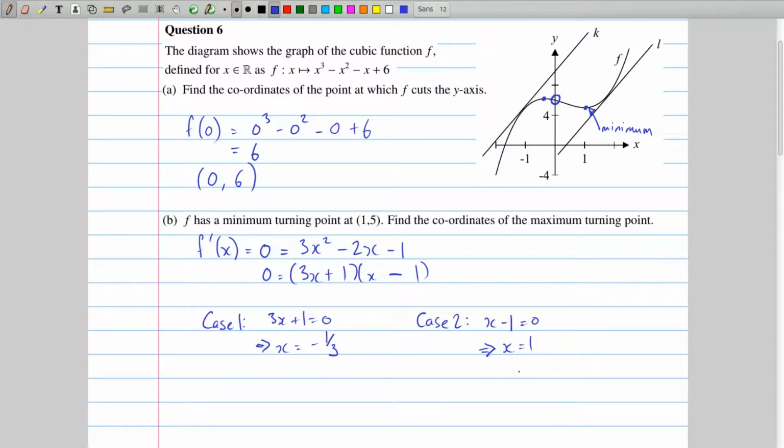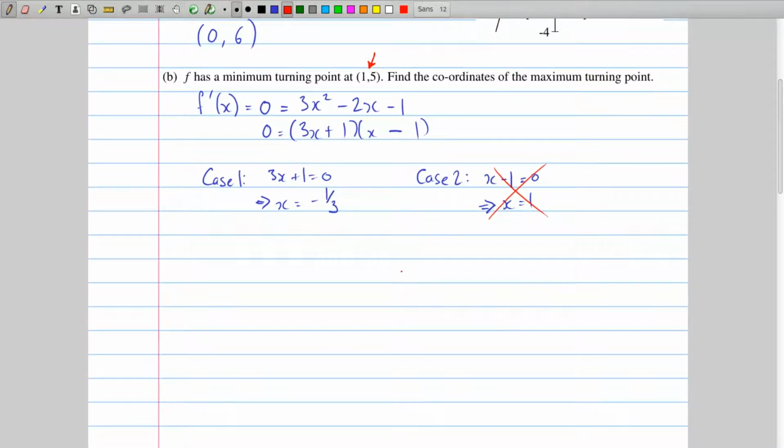Now we already know that the second answer here is not what we're looking for. And how do we know that? We're told that the minimum turning point is at 1, 5. So we know that that already corresponds to the minimum, and we're being asked about the maximum. So this x is minus 1 over 3 must be the answer we're looking for.